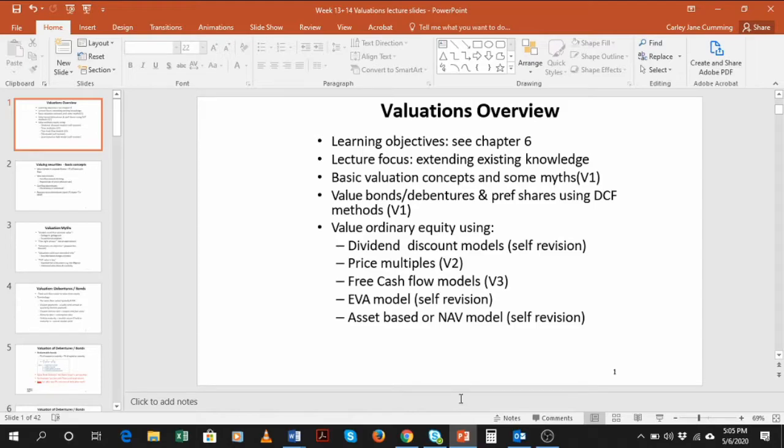In the first video, we looked at basic valuation concepts and also some myths underlying valuations. We also looked at how to value bonds and debentures and preference shares using discounted cash flow methods. In this video, we'll be looking at how to value ordinary equity using price multiples.